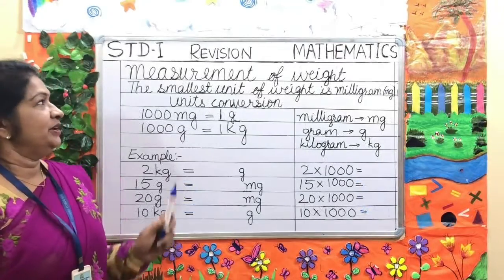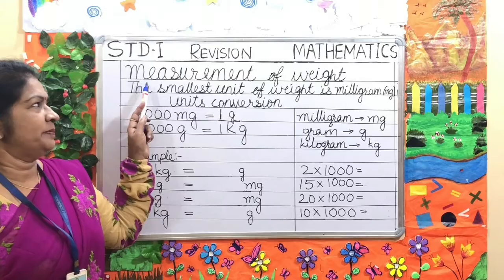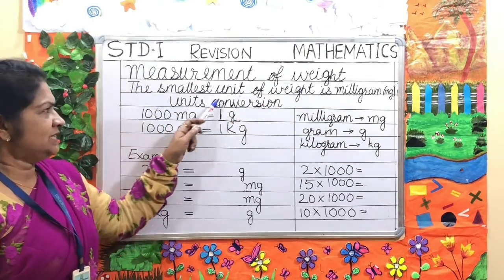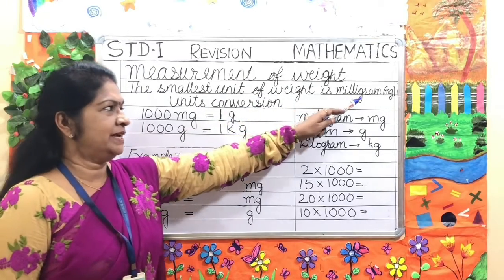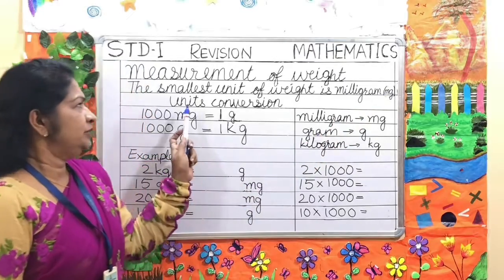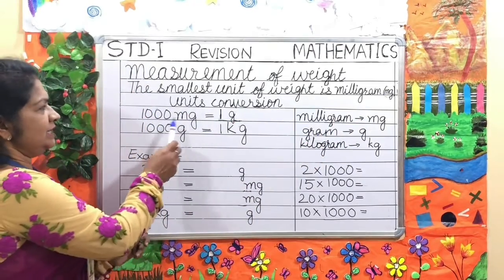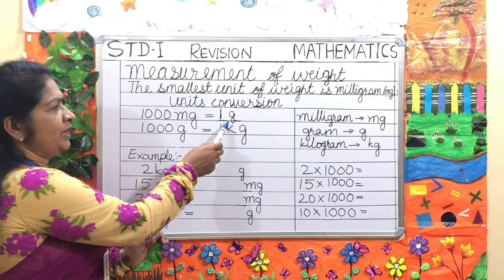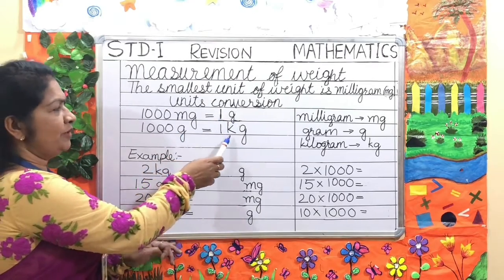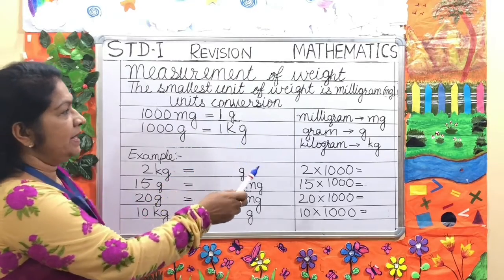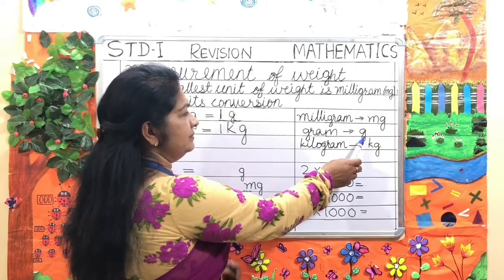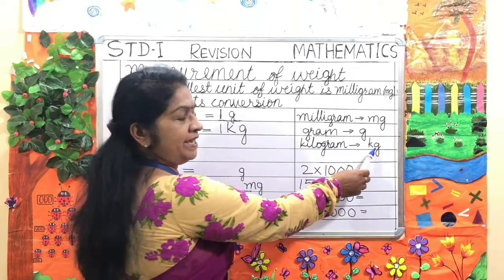Now we move on to the next topic, that is measurement of weight. The smallest unit of weight is milligram. It is written as mg. Units conversion. 1000 milligram is equal to 1 gram, and 1000 gram is equal to 1 kilogram. Milligram is written as mg, gram g and kilogram kg.